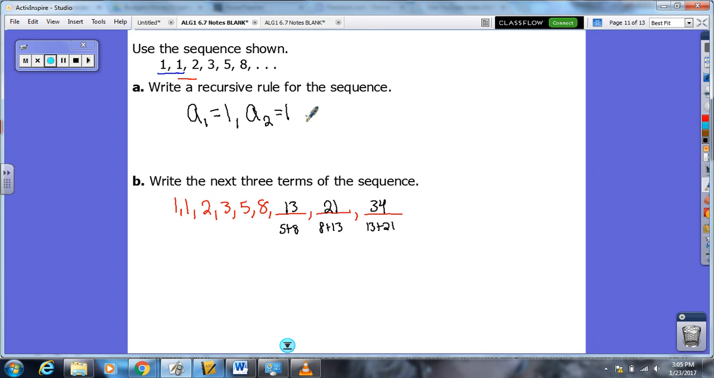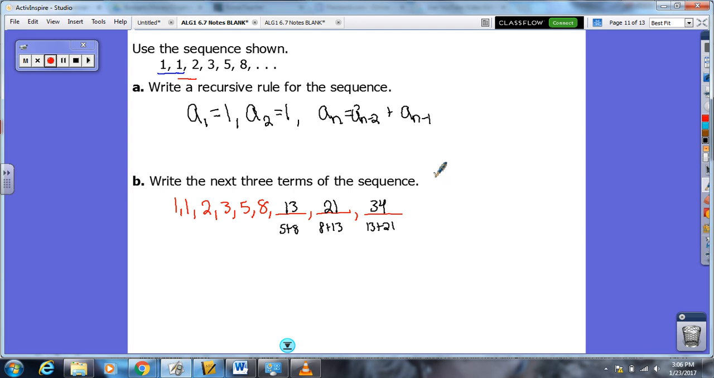So what I did after that, to find every term after that, I took the term 2 before it and then the term right before it, and I added them together. Now I know the term right before it is n minus 1. So how you would describe the term 2 places before it, it's 2 places back, so it's n minus 2. So that's saying the term 2 places before and the term right before, and you add them together.